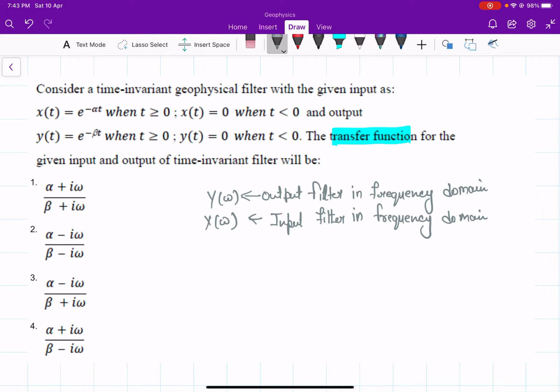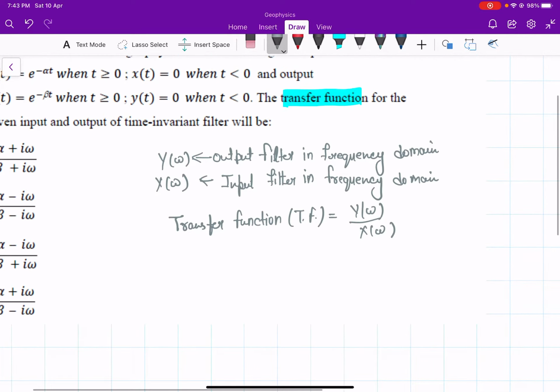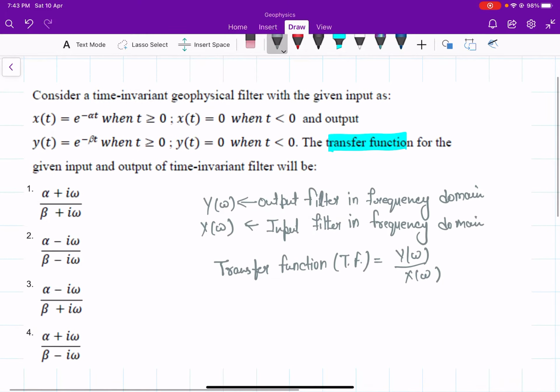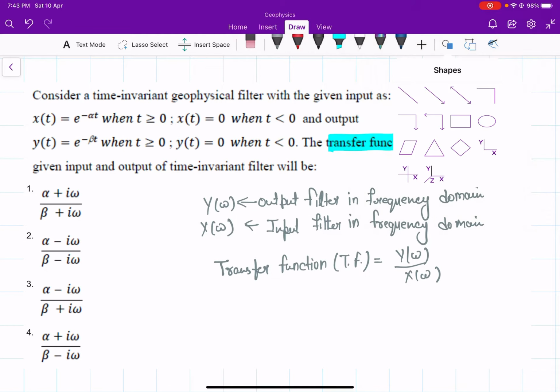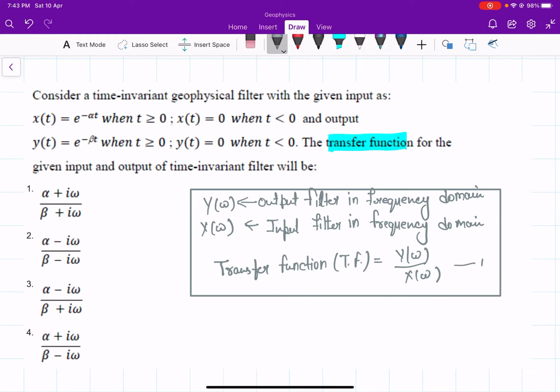So the transfer function, that is TF, will be equal to Y(ω) upon X(ω). So the transfer function is defined by this equation number 1.